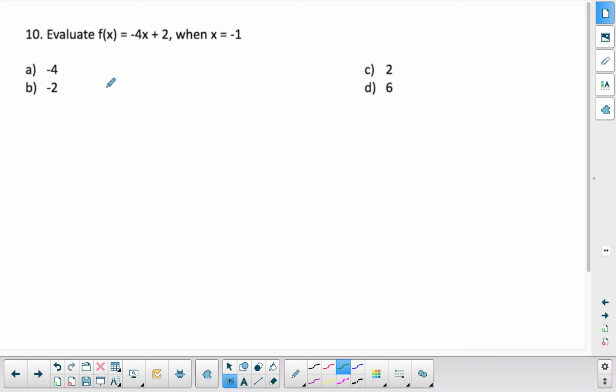All right, evaluate f at x if it's equal to negative 4x plus 2, so that's essentially your rule, and your input value here is negative 1. So really what this translates to is that we're saying f at negative 1 is equal to negative 4 times negative 1 plus 2. And negative 4 times negative 1, of course, would be 4. So f at negative 1 is going to end up equaling 6 right here.